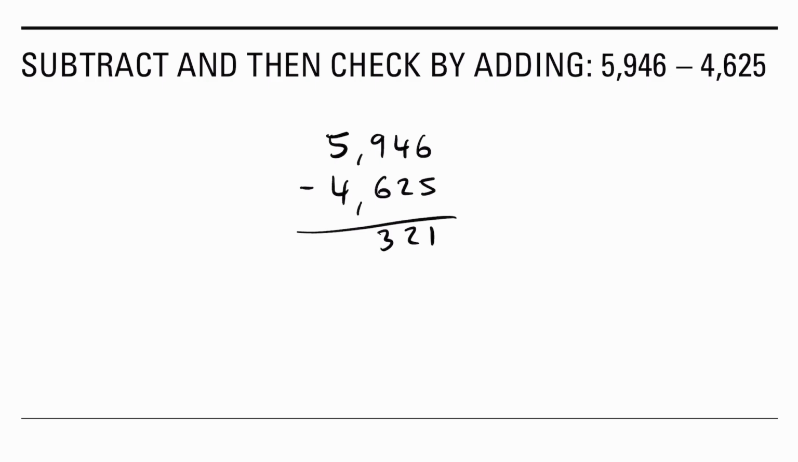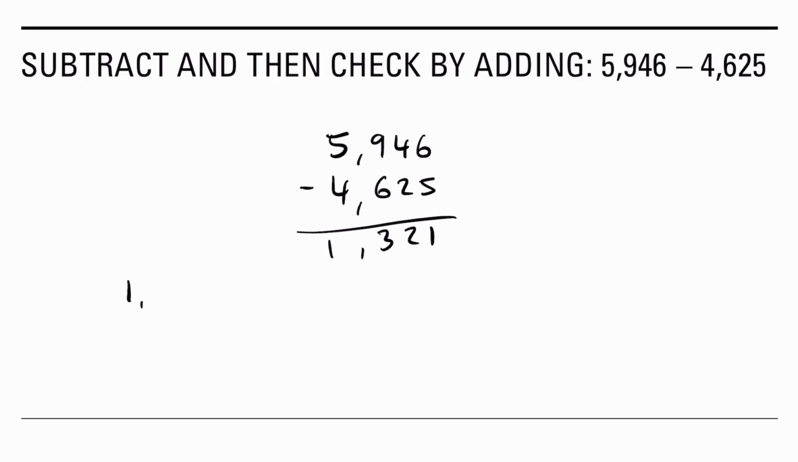Moving on to 4-digit numbers. So 5,946 minus 4,625. So 6 minus 5 is 1, 4 minus 2 is 2, 9 minus 6 is 3, and 5 minus 4 is 1. So we get 1,321.